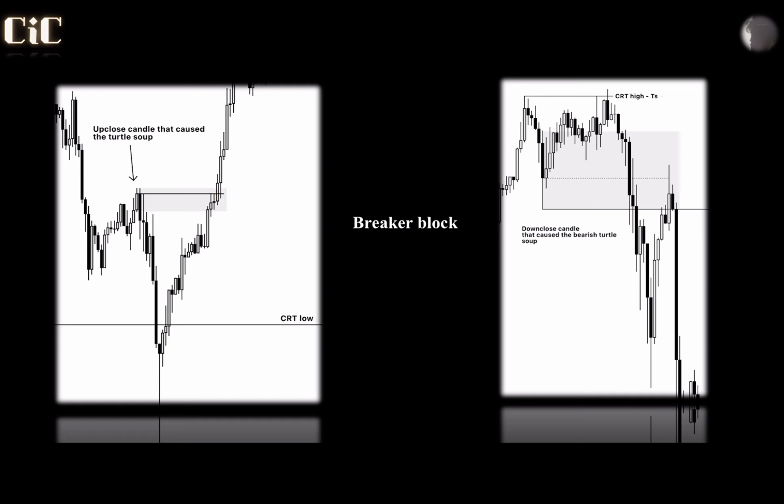And vice versa with the bearish breaker. It's the down-close candle that caused the bearish turtle soup. This one specific candle, preferably a thick, clear, visible candle before the rally. Again, we take the whole candle, and the sensitive point is always going to be the closing price of the breaker.